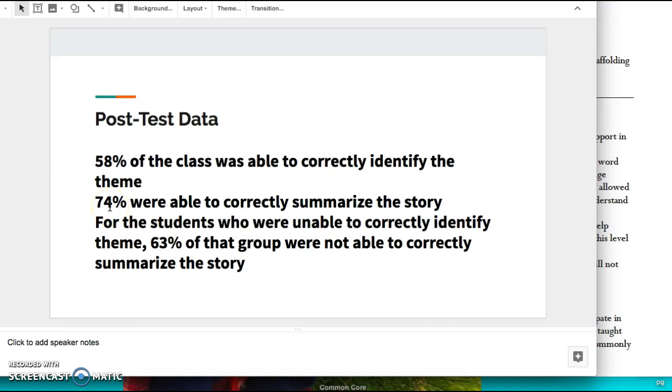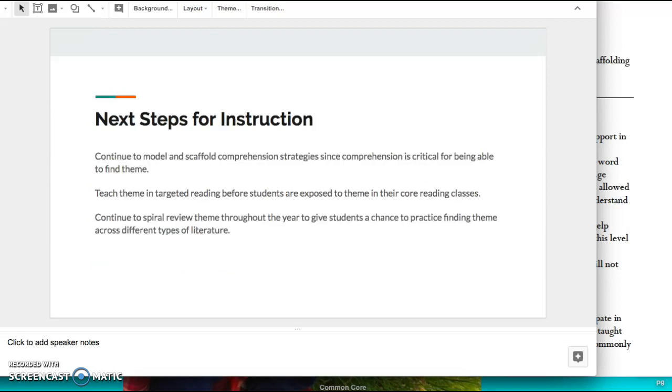For those students who weren't able to find the theme, 63% of them were not able to summarize the story. So this shows me that one of the shortcomings, and something that I need to continue working on, is providing a variety of comprehension strategies. Maybe there were some better graphic organizers or better things that I could have done to support comprehension. In talking with Lindsay here, we also talked about how having the students write it maybe wasn't the best way to measure student comprehension. It might have been beneficial to have the students tell me or do a Flipgrid, just to incorporate multiple means for assessment.